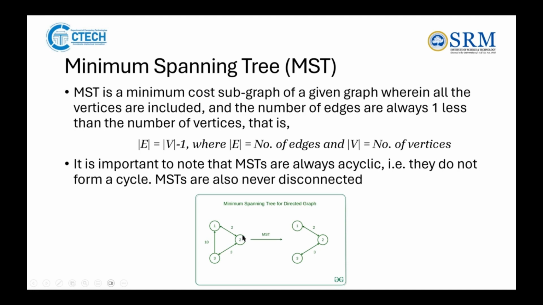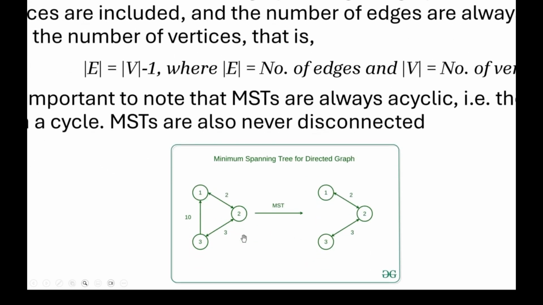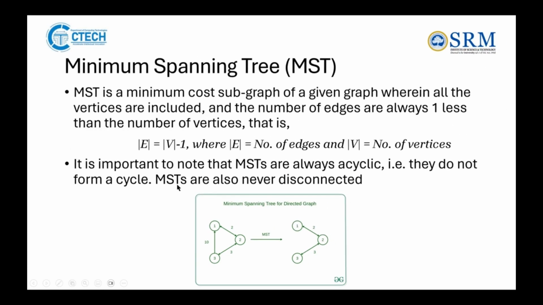Basically, if this is our given graph, 1, 2, and 3 are the vertices. We have to find a minimum spanning tree such that for these three vertices there will be only two edges. And these two edges, which are of some weight, will add up to the least weight possible. Herein, we select the two smallest edges and then just represent this graph as an MST.